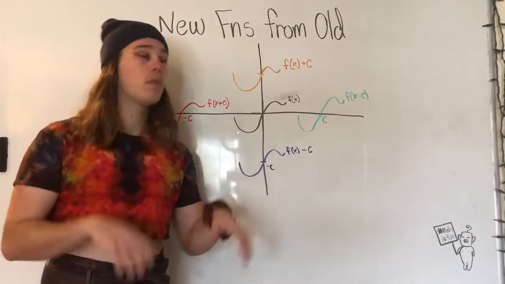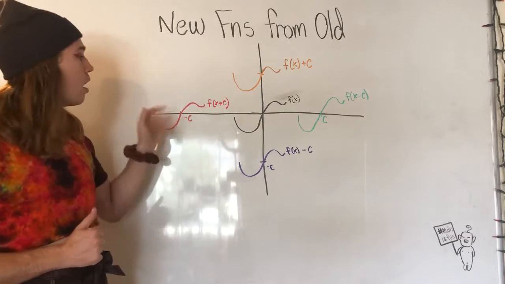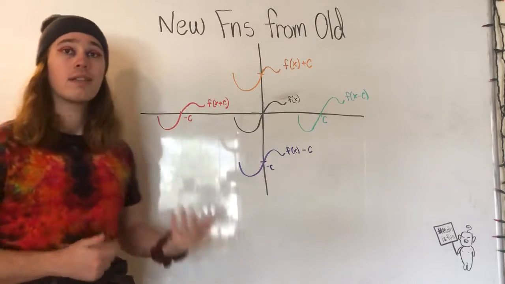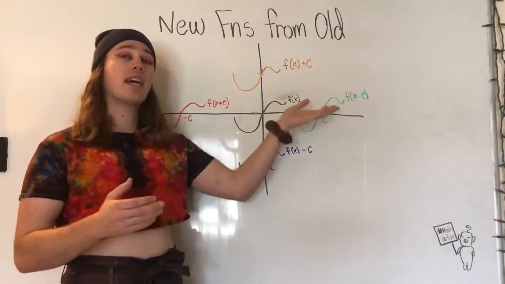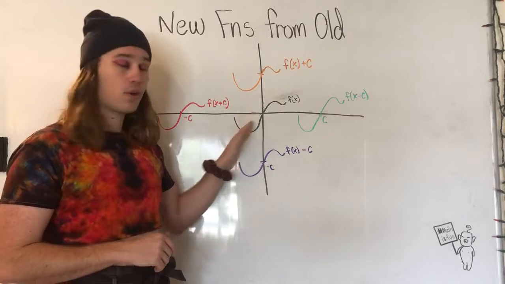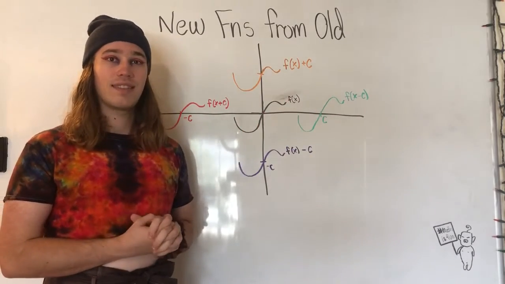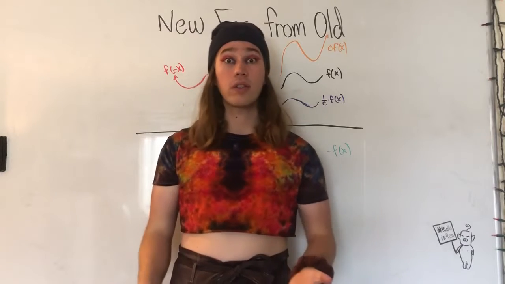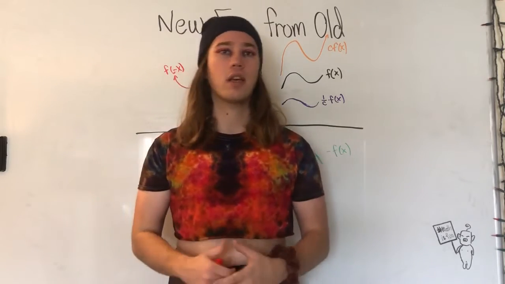And so now let's say we have f of x plus c inside the parentheses, including that constant inside our function. Well, that is going to move our original function to the left c units. And now if we had f of x minus c inside of the parentheses, that would shift our function to the right c units.